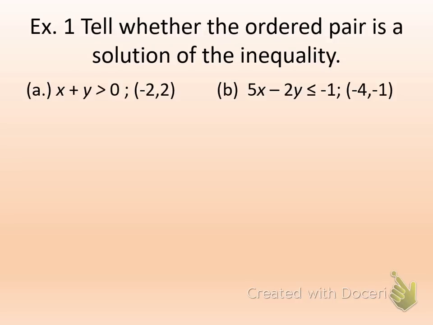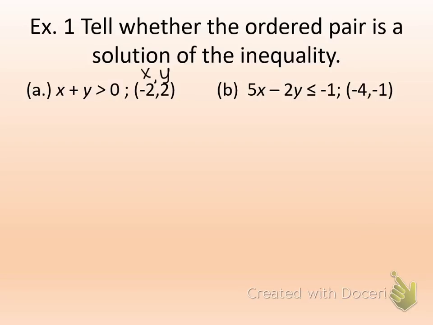All right, let's see. Example number 1, tell whether the ordered pair is a solution of the inequality. Now hopefully this is really ingrained in your mind. You had a couple of these on your test yesterday. If an ordered pair is a solution, it is going to make the inequality true. So we are going to plug the ordered pair that is given to us into the inequality that is given to us and see if it creates a true statement. So again, remember, the first coordinate is always my x coordinate and the second coordinate is always my y coordinate.